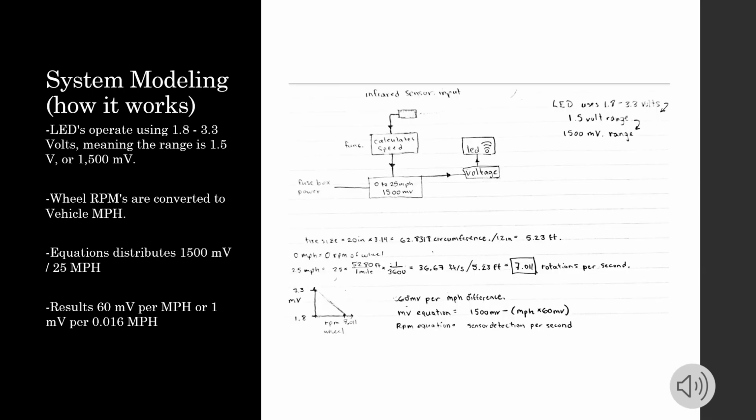How the system works: the LEDs use 1.8 volts to 3.3 volts, meaning the operating range for these LEDs is 1.5 volts, or essentially 1500 millivolts. The RPMs of the wheels captured by the infrared sensor are converted to miles an hour, and this equation distributes those 1500 millivolts of range across those 25 miles per hour, essentially leading to 60 millivolts per 1 mile per hour.